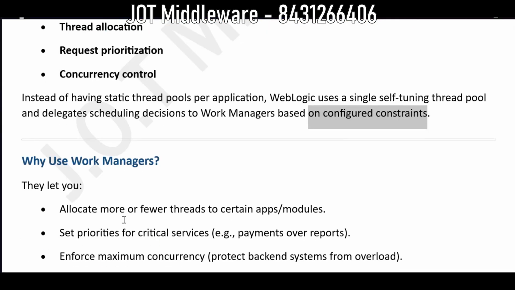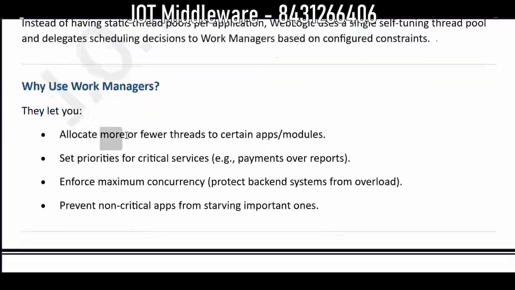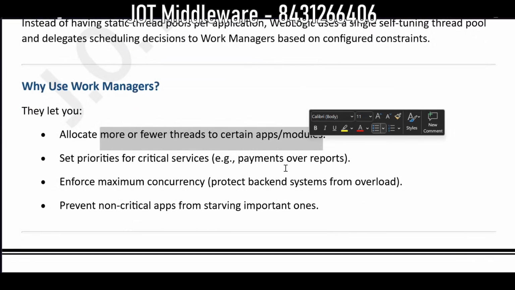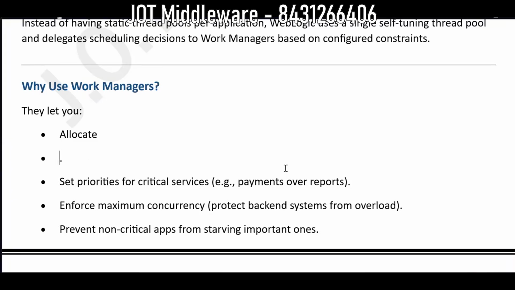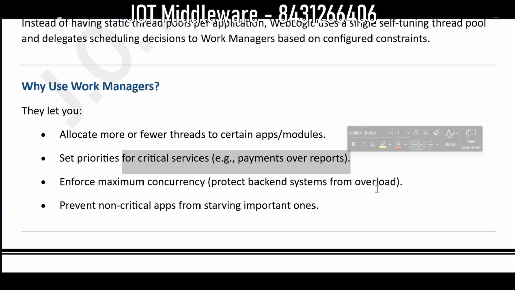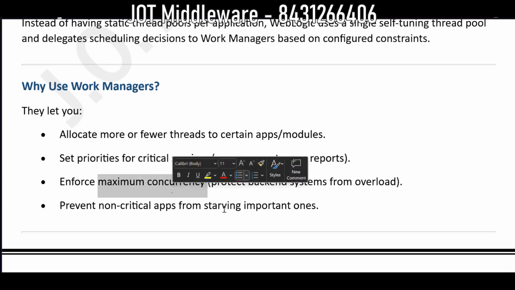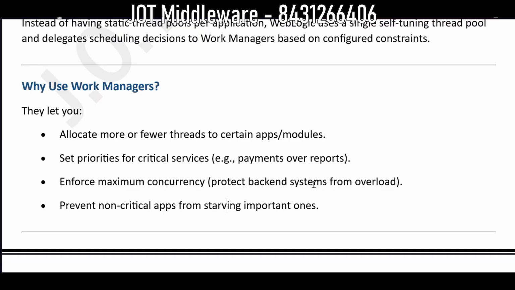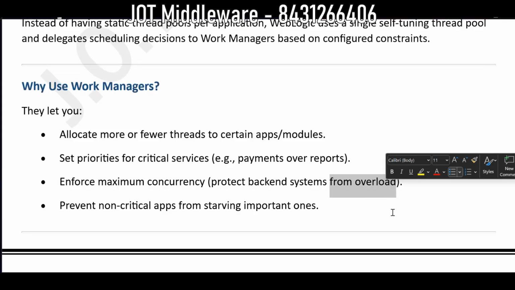And why use work managers? Work managers let you allocate more or fewer threads to certain applications or modules. You may require more threads for some applications and fewer threads for non-business critical applications. You can set priorities for critical services like payments over reports. You can enforce maximum concurrency by protecting backend systems from being overloaded.